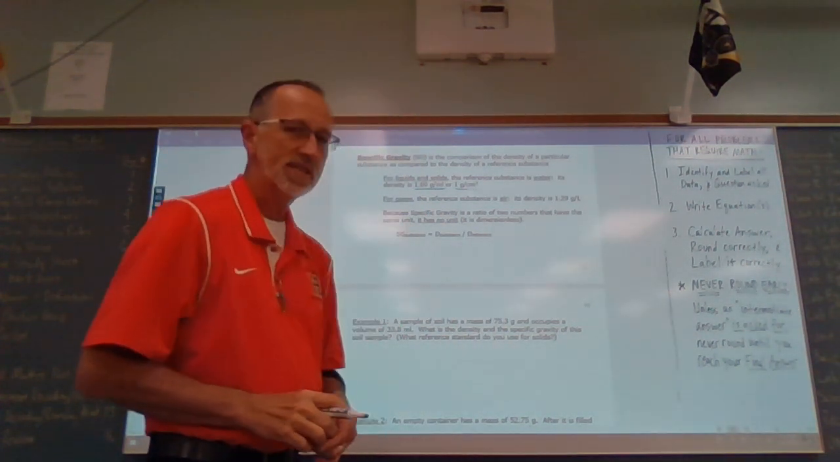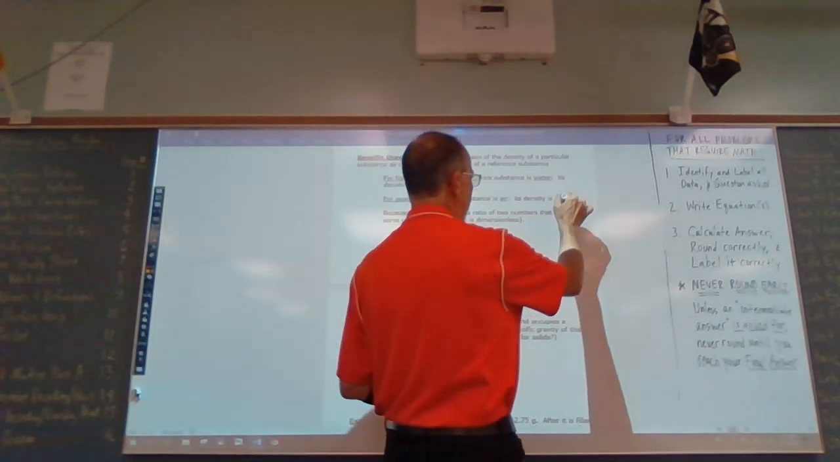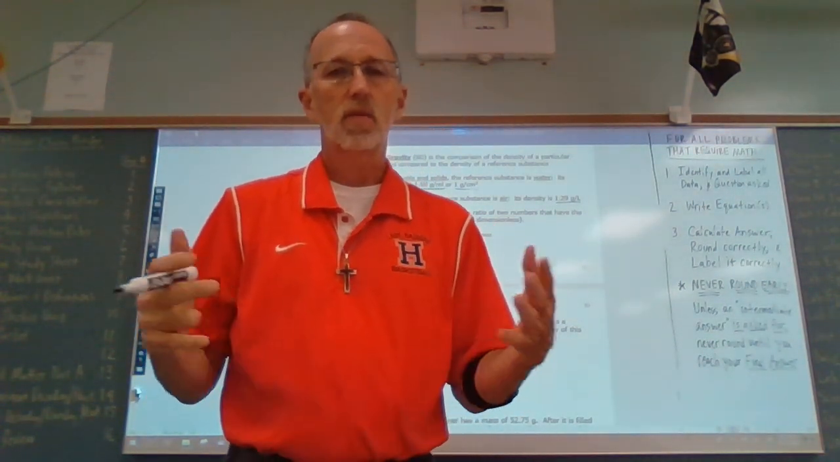For gases, the reference standard is air. Air has an average density of 1.29 grams per liter. Again, the volume measurement that's most convenient for gases is the liter. So the reference is also in that same volume unit, so grams per liter.